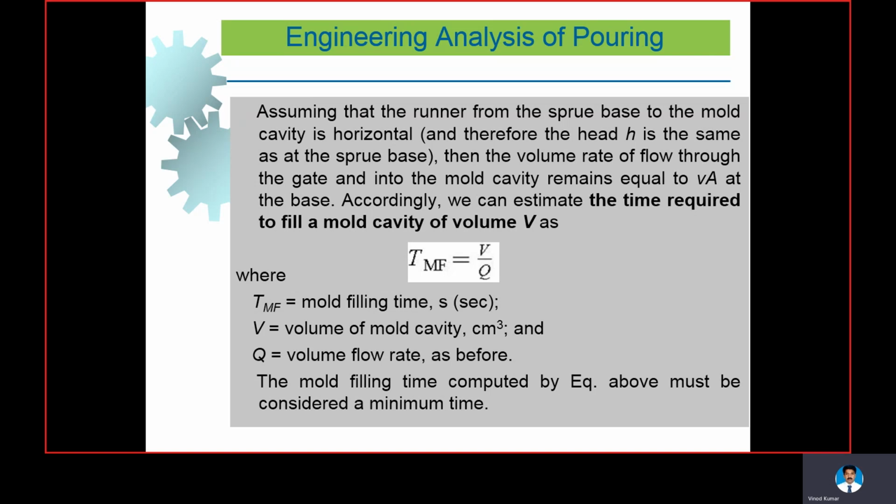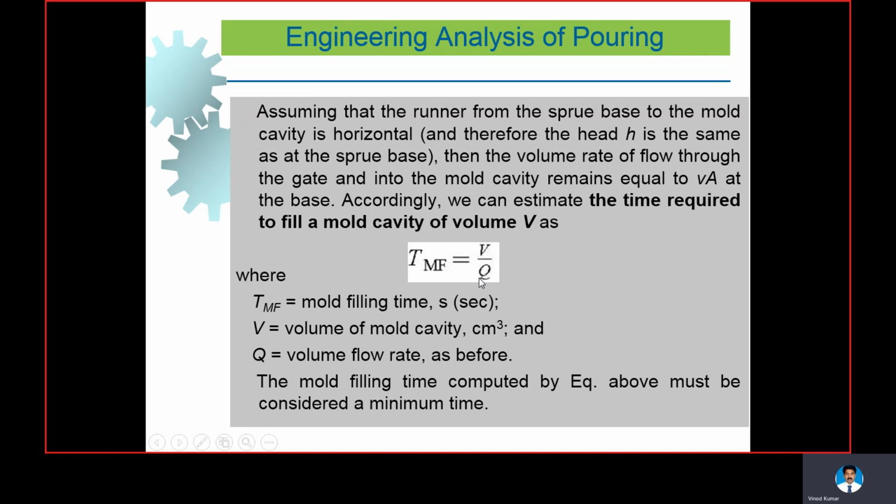Now the time required for the molten metal to fill the mold is V over Q. V is the volume of the mold cavity and Q is the volume flow rate. So this is how we calculate the time required for filling the mold cavity: the volume of the mold cavity divided by Q, the volume flow rate.